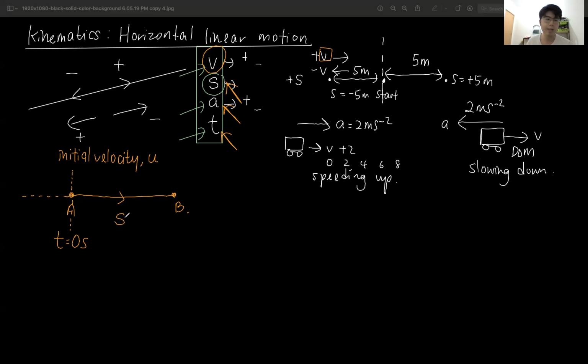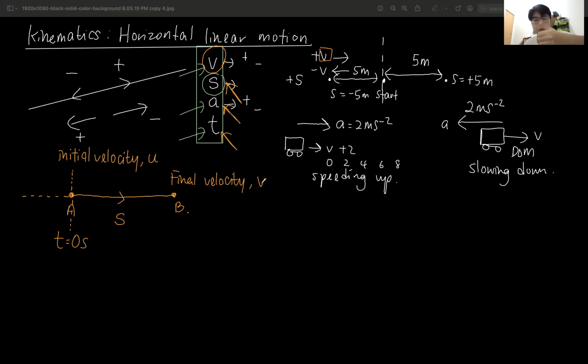We got U at time 0, and then when it reaches point B, or when I stop the stopwatch, because I'm counting time, right? Whatever velocity it is moving at when I stop the stopwatch, that is the final velocity. Okay, so here, the final velocity, we use the symbol V.